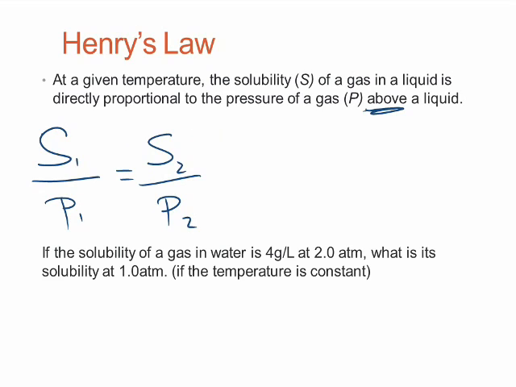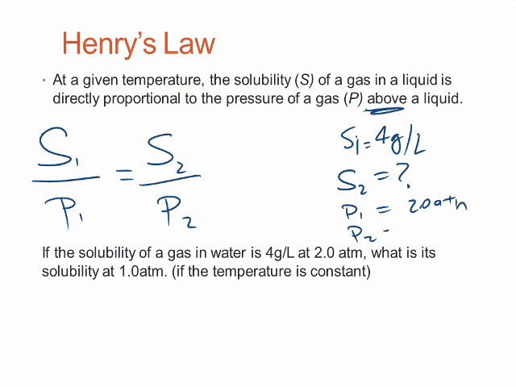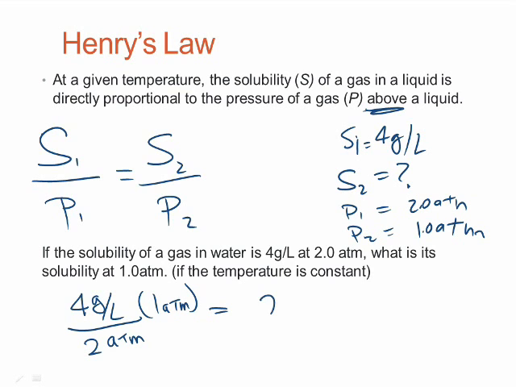So let's look at this problem here. It says if the solubility of a gas in water is 4 grams per liter at 2 atmospheres, what is its solubility at 1 atmosphere? So we just have a simple algebra problem here. S1 is 4 grams per liter. S2 we want to know. P1, 2 atmospheres. P2, 1 atmosphere. We put that together and we get 2 grams per liter.